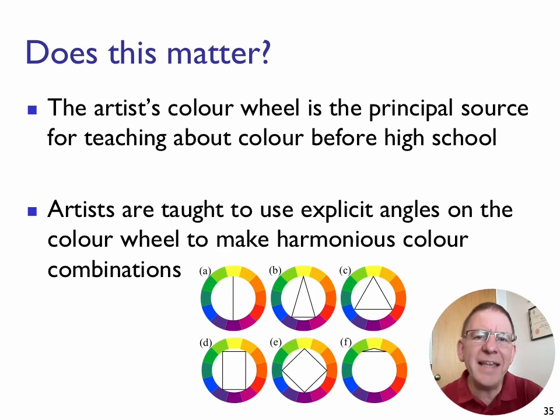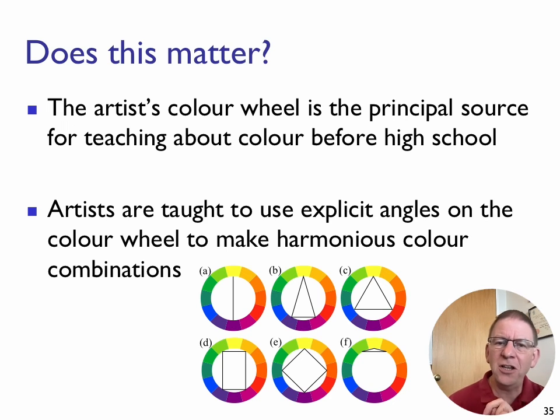So, does any of this matter? Yes, in two ways. First, the artist's colour wheel is the principal source for teaching about colour before high school. It gets embedded in children's brains as the correct way to think about colour. But it is at best a rough approximation to the truth. That means that it is challenging to unteach it when students need to learn colour theory in physics or in computing. Therefore, this information is important in helping educators to understand why those students have a hard time ditching their primary school concept and moving on to the more accurate colour models.